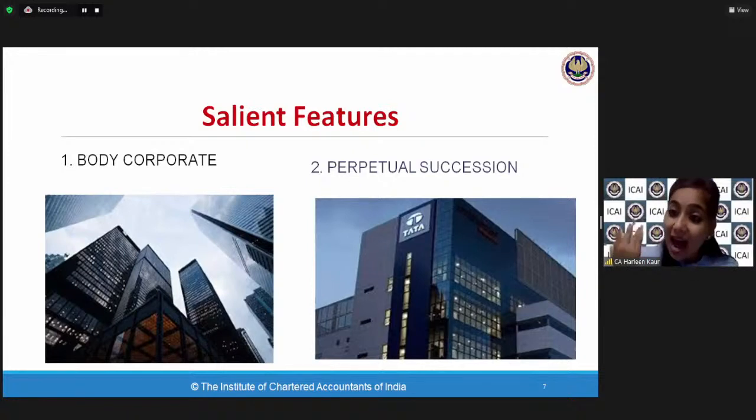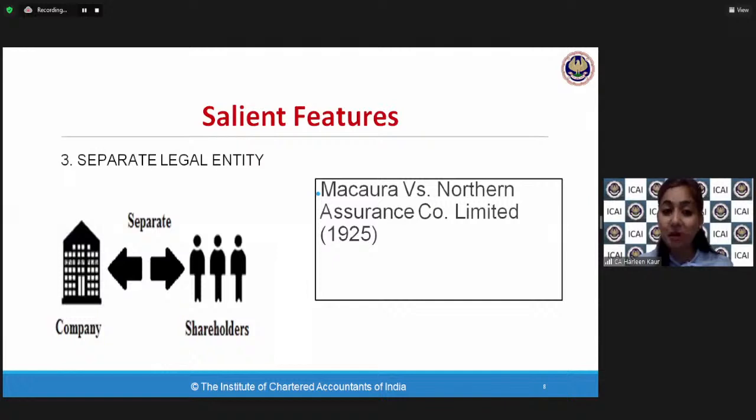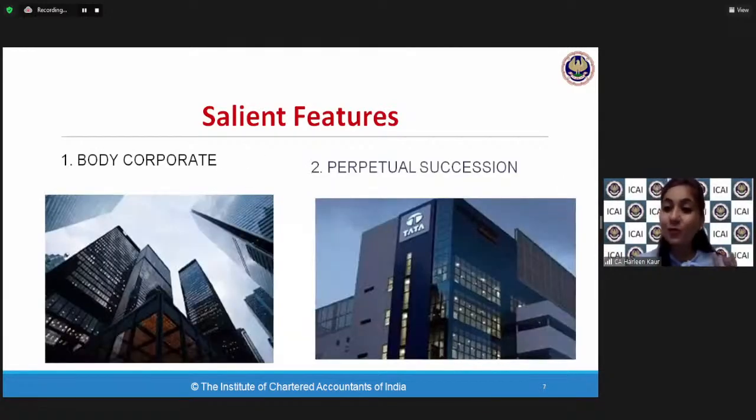It always acts through human agency. You and me, the shareholders, we have made a company. So the company has a separate existence. This is my building. This is the company which exists. But how is it acting? It is acting through human agency, either through its shareholders or through directors. Company is an artificial person. It cannot move on its own. It always tries to act through its human agencies.